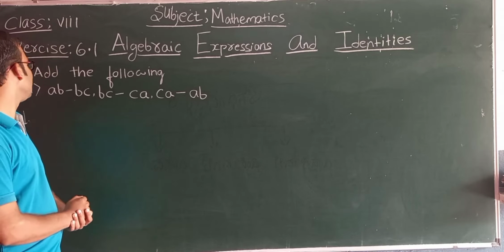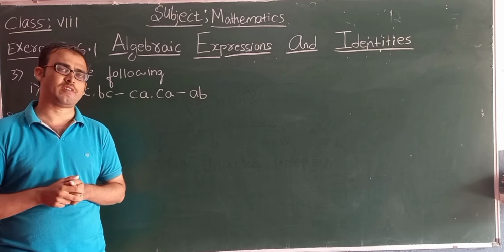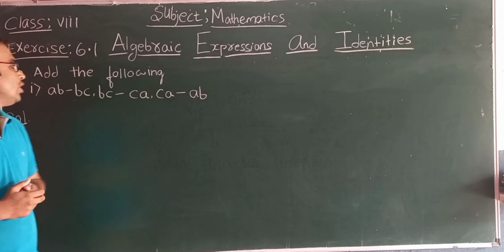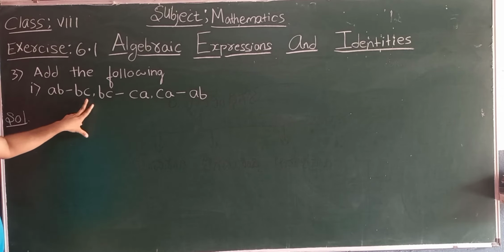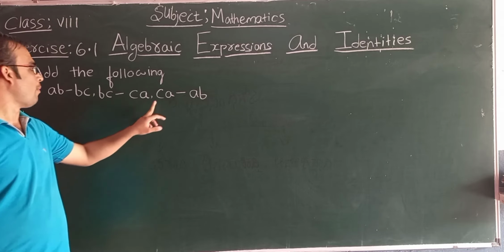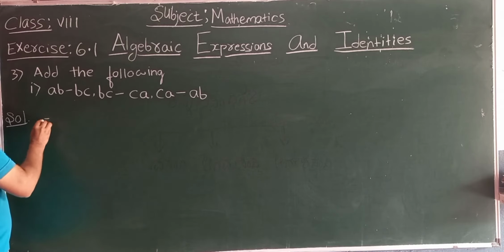Okay, so what they have given is the following. Here in this main they have given some expressions. What we need to do? We need to add them. So let us solve the first one. What they have given: AB minus BC, comma, BC minus CA, comma, CA minus AB. Now we will solve this.